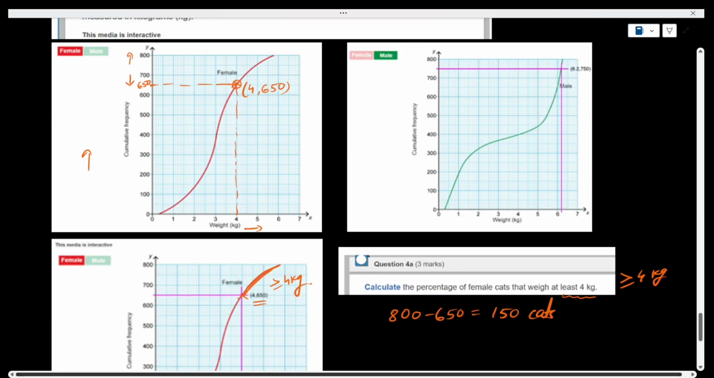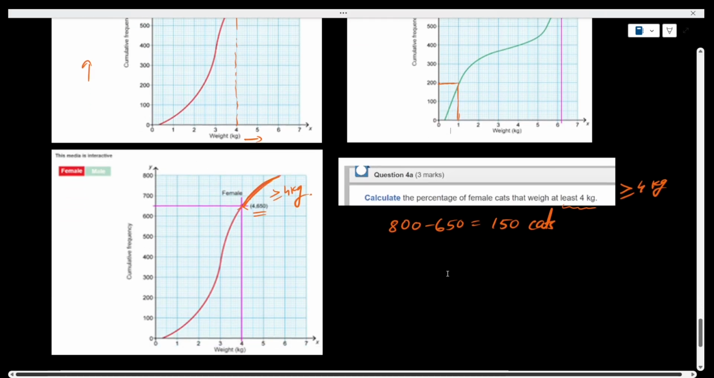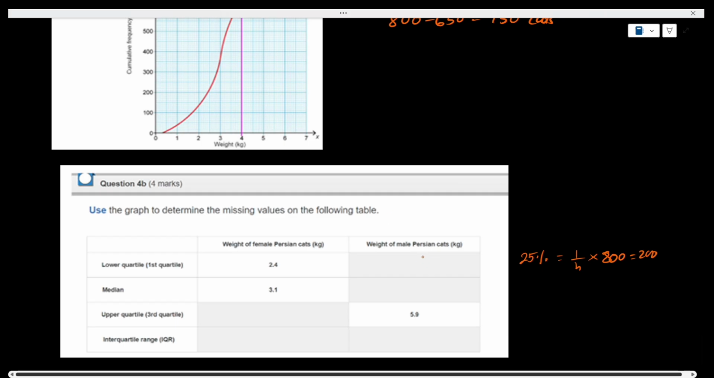So if I take the 200 value here, and you will see it is here, what is the weight here? It is going to be 1 kg, right? So in kg, what is going to be the lower quartile weight of the Persian cat? It is 1 kg. It's already given, so you are going to enter only 1. Now, the median is also given for the female cat. You need to find it for the male cat.